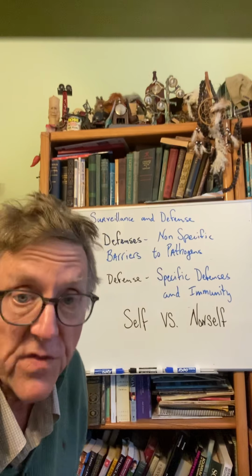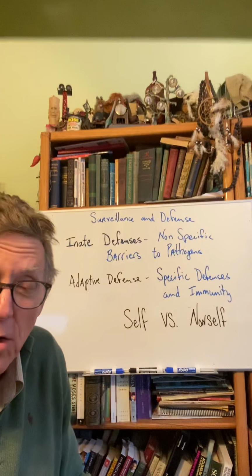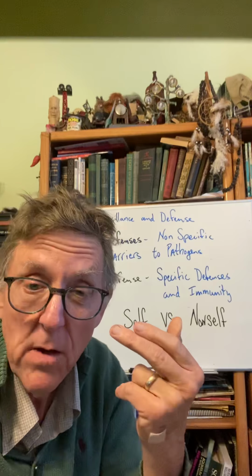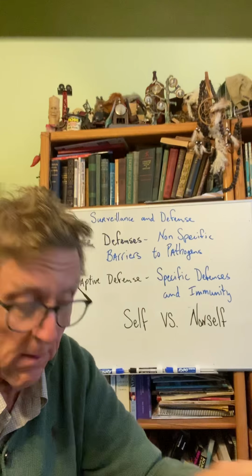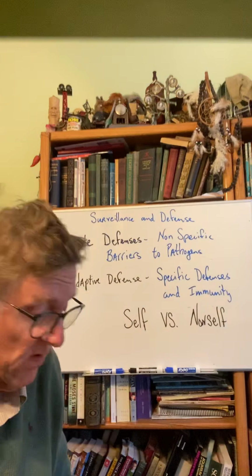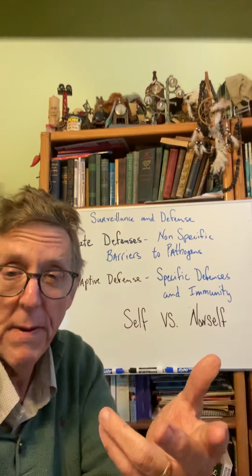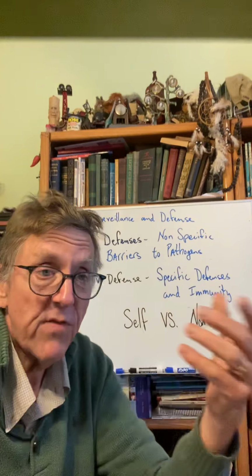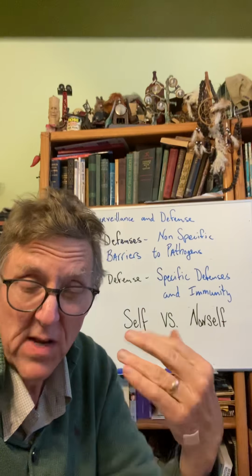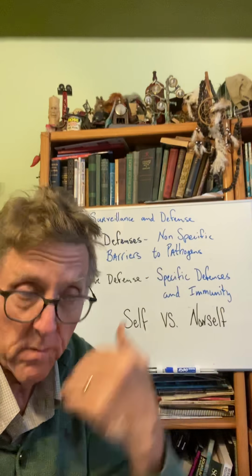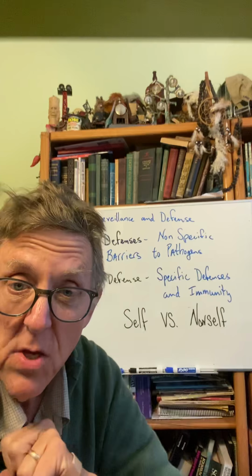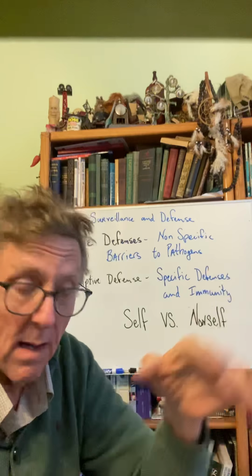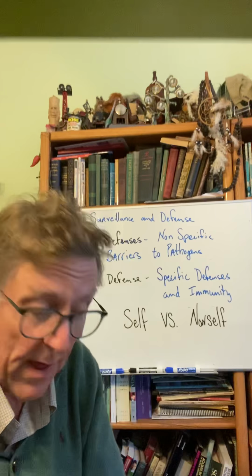Mechanical barriers, your skin is a really great mechanical barrier. Tears in your eye, sweat on your body, rinses this stuff away, rinses potential pathogens away. Chemical barriers, your stomach. You eat something that is a potential pathogen, it goes from your mouth, your esophagus, into your stomach. Your stomach has a pH of 2. That's very acidic. It will kill most pathogens.